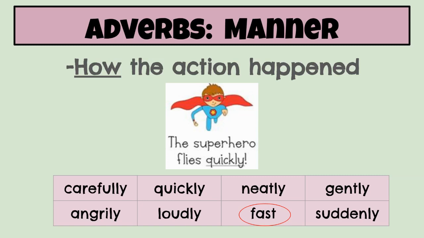The superhero flies quickly. How does he fly? Quickly. Notice the examples below. All of them except for the word fast have ly on. We don't say fastly, okay? But we still can use fast to describe something. The superhero runs fast, okay? We're describing how he runs, all right?